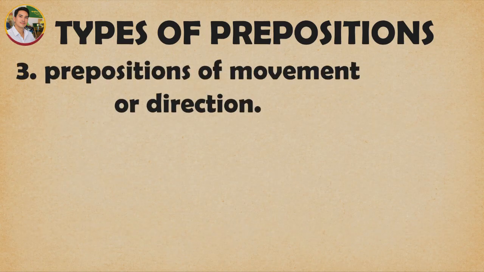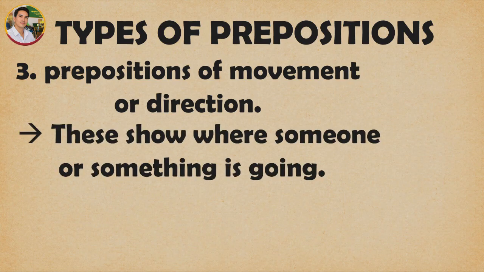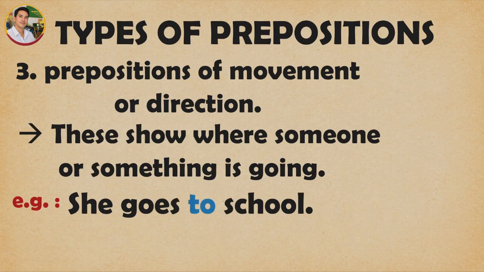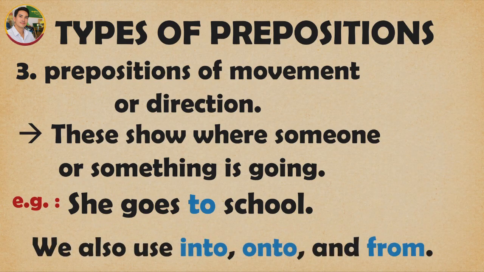Now, we talk about prepositions of movement or direction. These show where someone or something is going. For example, she goes to school. The word to shows direction. We also use into, onto, and from. They show movement from one place to another. Alright? It is simple, right, everyone?